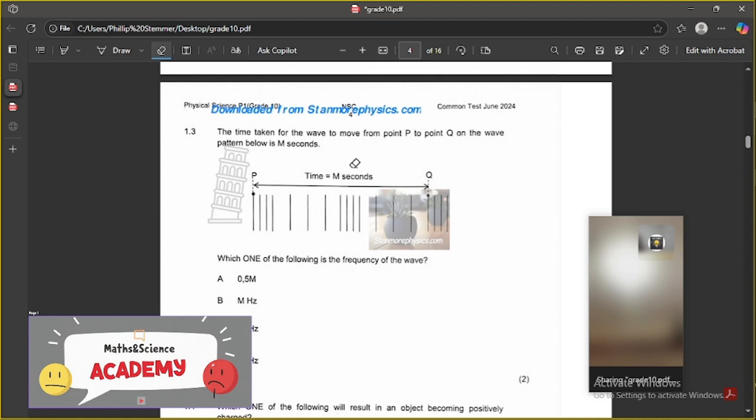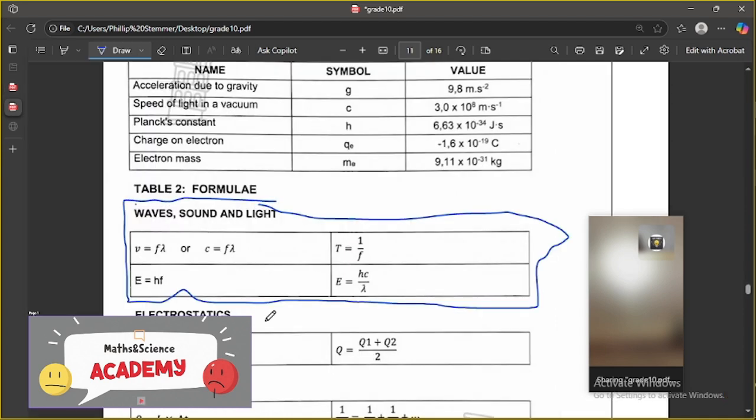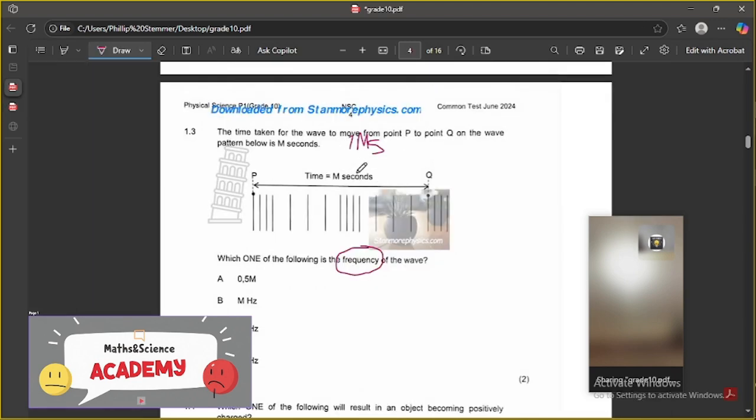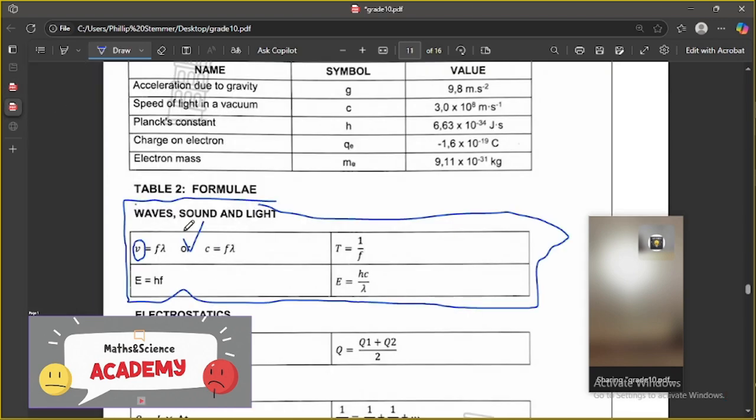We're given the time it takes from point A to move to Q, which is m seconds. We're given the period, the time, m seconds. And then we are looking for the frequency. Let's look at formula A. In formula A, we're given the velocity and the frequency. We don't have velocity. You can even see in the question, we don't have velocity. This means that option A is wrong.